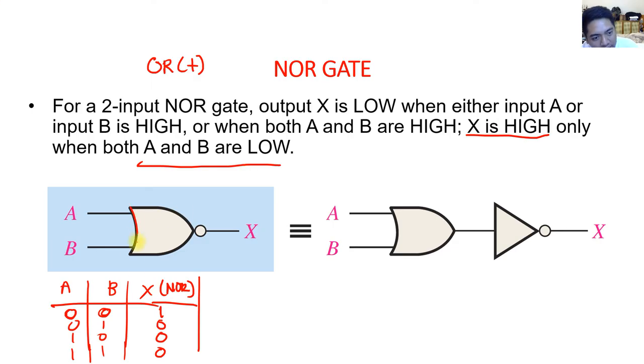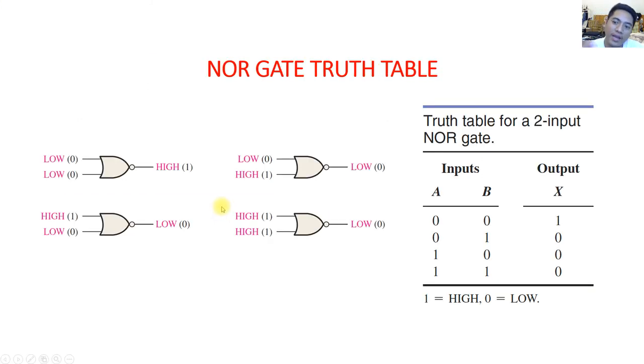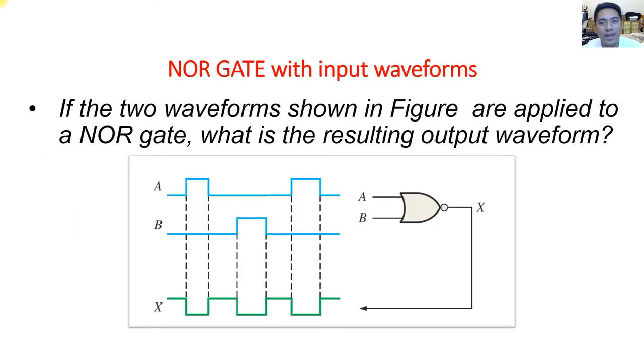The NOR gate is represented by the schematic symbol of an OR with a bubble after its OR symbol. Here is the NOR gate truth table, just like what I did a while ago. The output will only be high if both of the inputs are low. Now, NOR gate with input waveforms. If two waveforms shown in the figure are applied to a NOR gate, what is the resulting waveform?